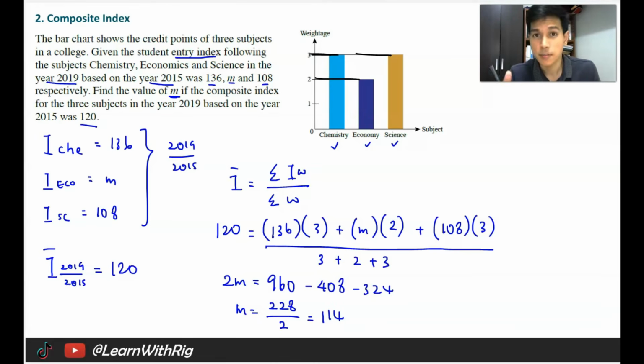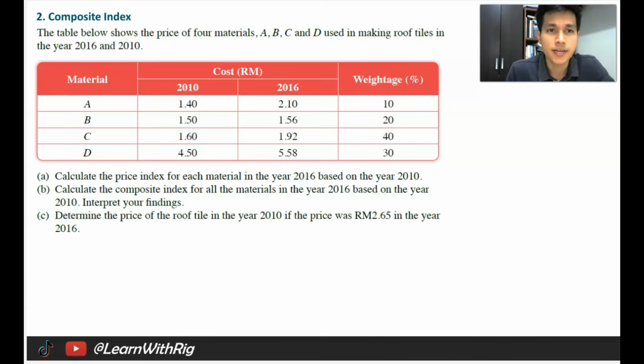You all can do it step by step; I'm just going to skip the steps. So this is your answer: the M value, the index number for the subject economics, is 114. All right, next question.